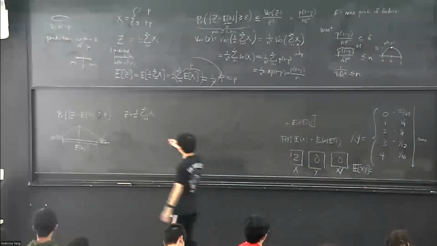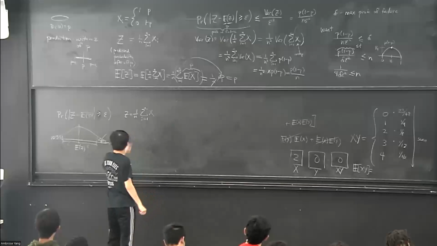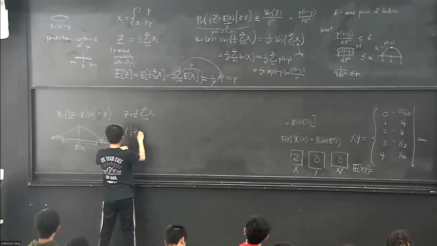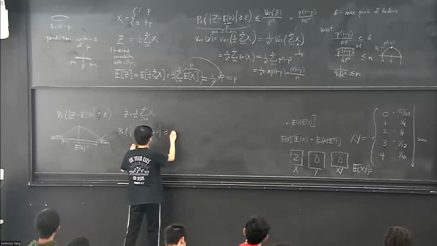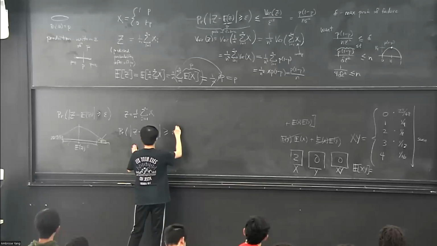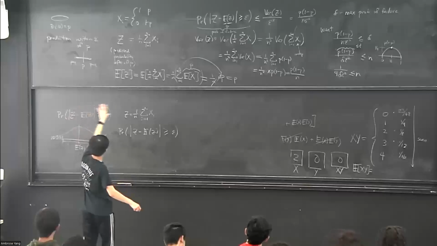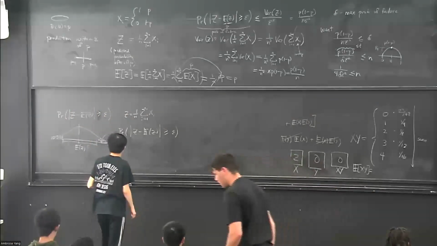So what is z here? Z is equal to 1 over n times the sum. And so z is equal to this. Now, I'm going to bound the probability that z minus the expected value of z is greater than or equal to epsilon. Remember, this is still the same thing. This is saying, what's the probability I'm epsilon outside of the permissible range?